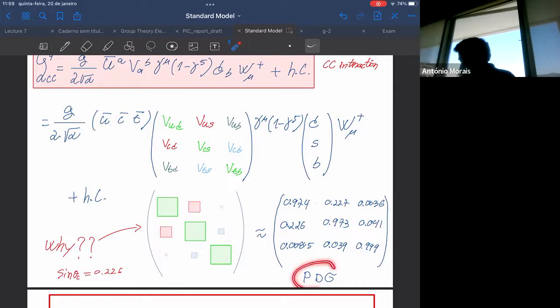And of course, these are PDG numbers. This is the magnitude of them, because there are phases. This is a complex matrix. You can parameterize this with angles, like an Euler parameterization, and also a phase, which is where CP violation takes place. But I'm not going to talk about CP more than this. You see, this is part of the Flavour puzzle. We don't understand why we have these hierarchies also in the CKM matrix. And when we come to the neutrino mixing matrix, it's going to be even more puzzling.